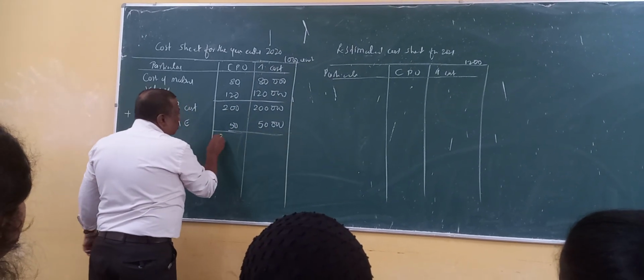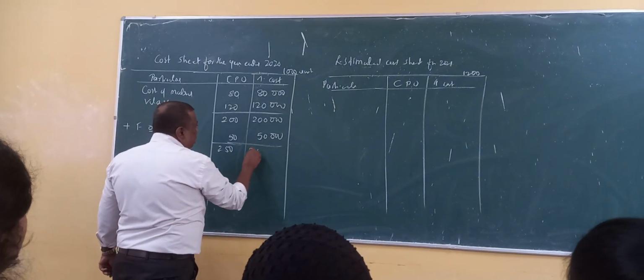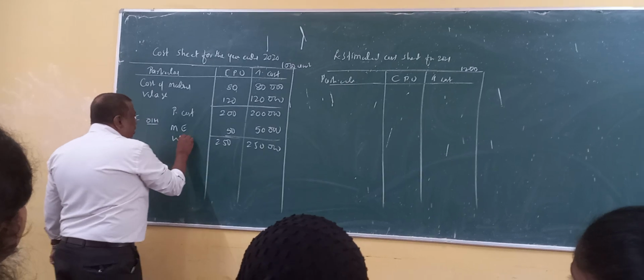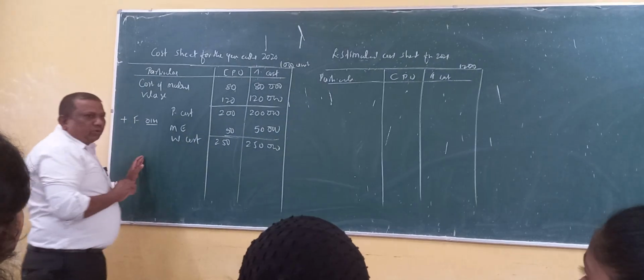If I add, 250, this is 2 lakh 50,000. So this is one cost, right? Correct? Yes, sir.